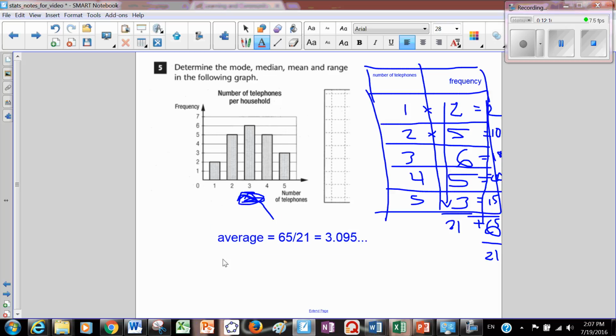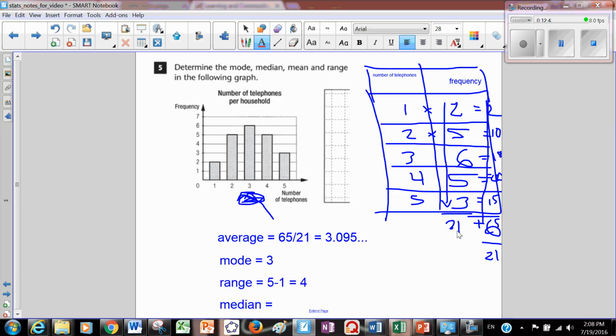If we want to find the mode, it is the most frequent data, so that's 3. The range is the difference between the maximum and the minimum, that's 4. And the last one is the median. So the median is the one that would divide in 2 equal parts.